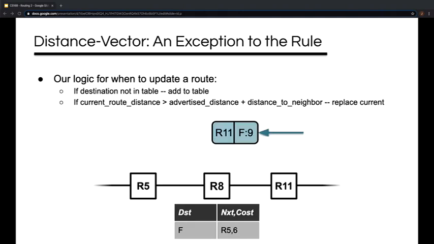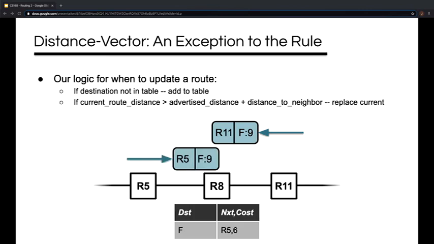So here is a routing update from R11 for cost 9. Are you going to update the one in R8 here? Thumbs up if you're going to replace it. Thumbs down if you're not going to replace it. Thumbs down, right? We're not going to replace it. This one's worse, right? The one that's there is 6. This one is 9. You add 1, it's going to be 10. That's worse.